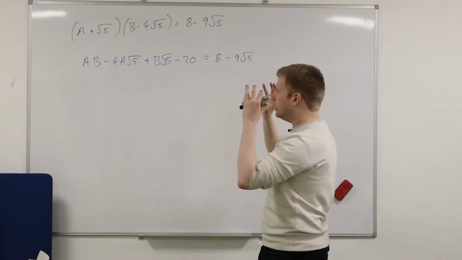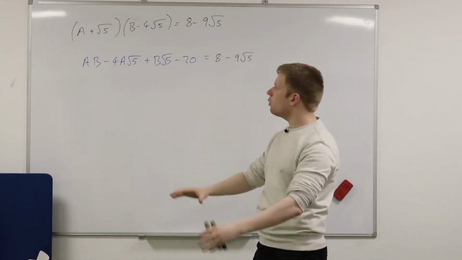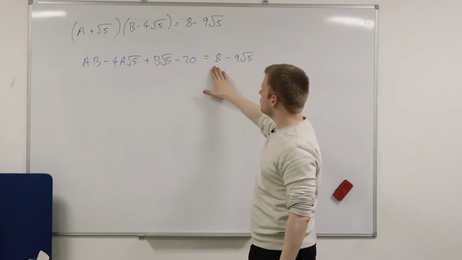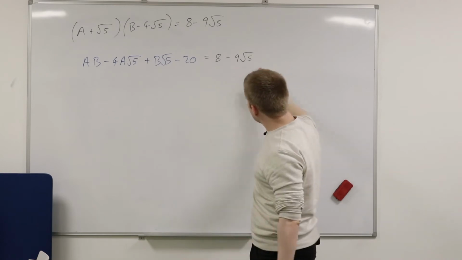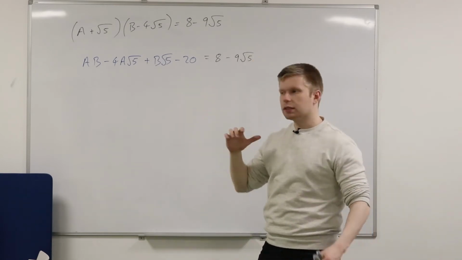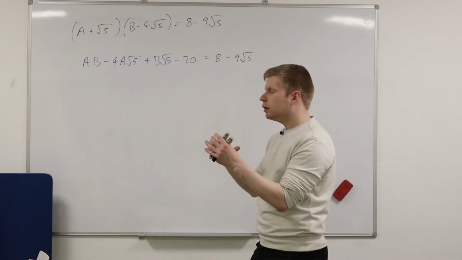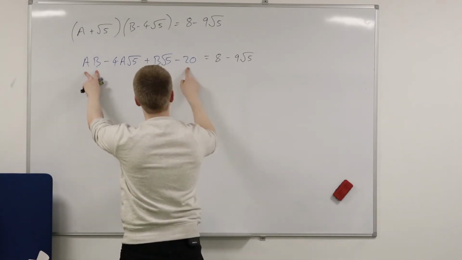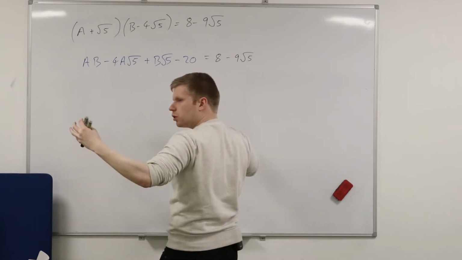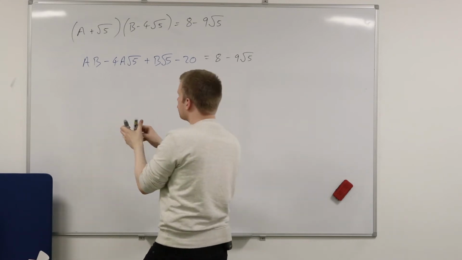So why not make it look the same? So in other words, all of the numbers come first. I say numbers. All of the numbers without a square root in come first, and then the numbers with the root 5 in come second. So let's group them together. Do you see that? So AB, are you happy that's just going to be a number? Okay. Negative 20, that's also a number. So I'm going to group those together. It hasn't got a surd in, so I'm going to group them together.